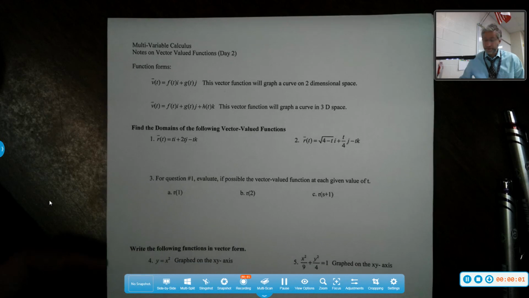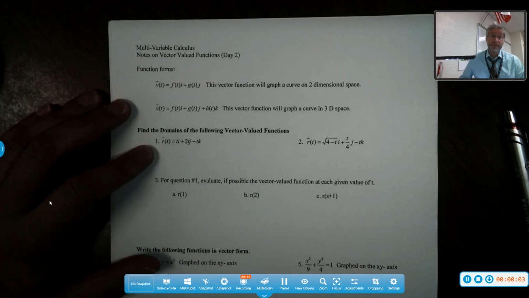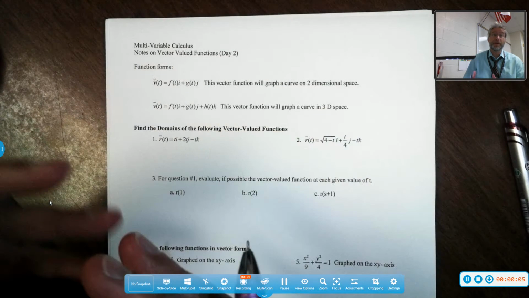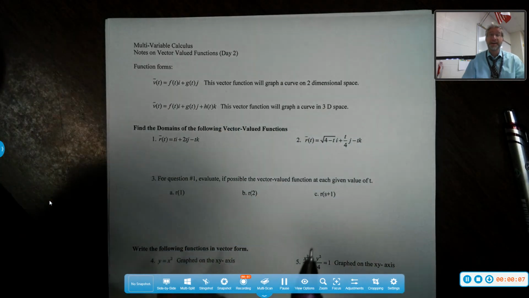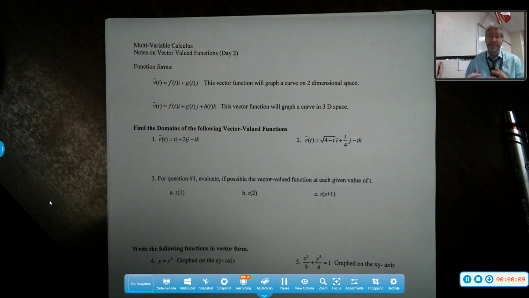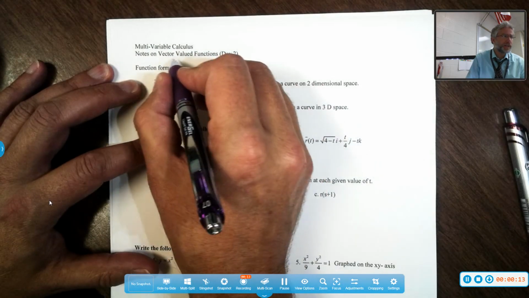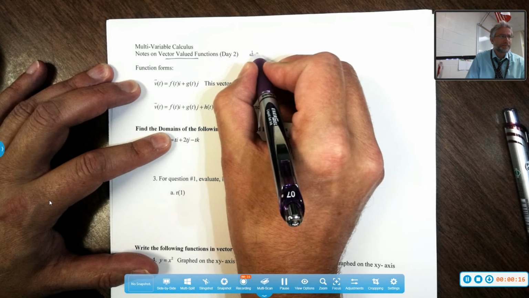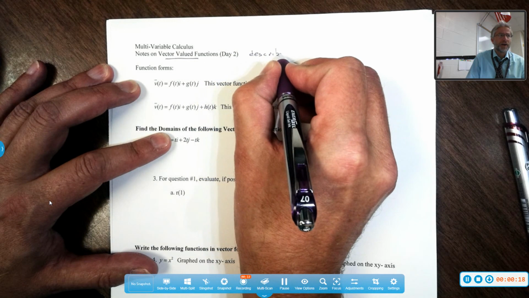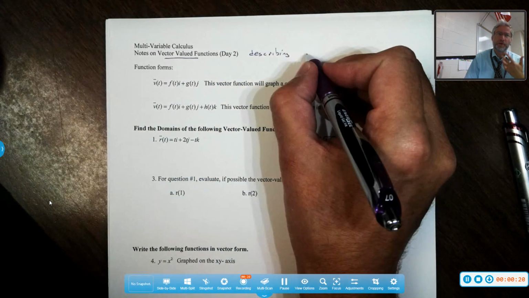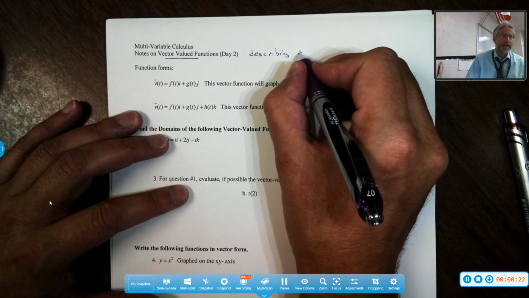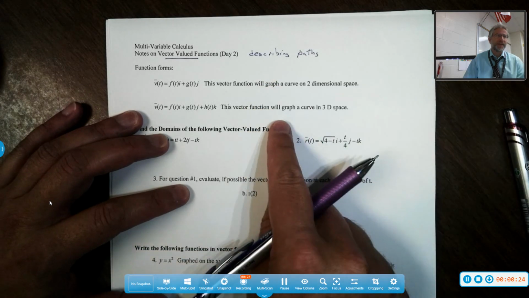Hi, today we're going to continue our discussion about vector-valued functions. And again, a vector-valued function is basically a way to describe the path of an object on a plane or on a surface. That's really what we're doing here. We're describing paths. How is the object moving? Where is it moving? And we're going to take a little bit more time with that today.